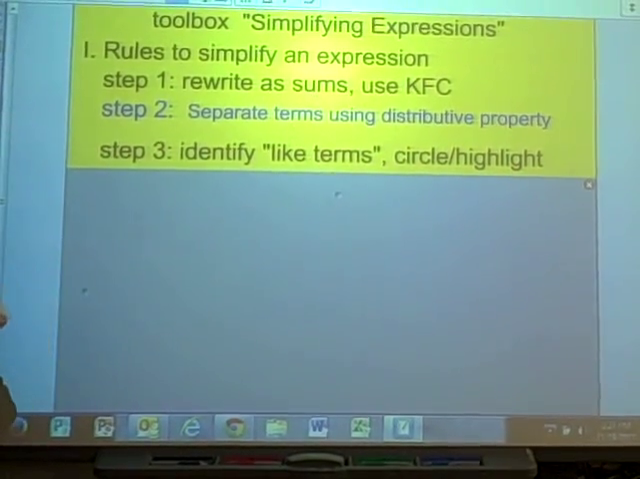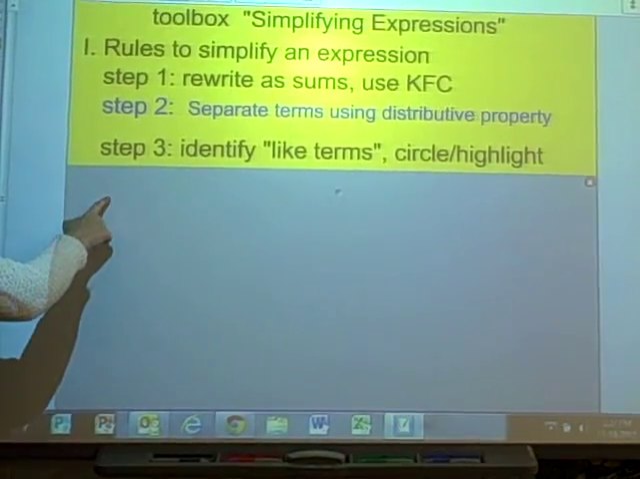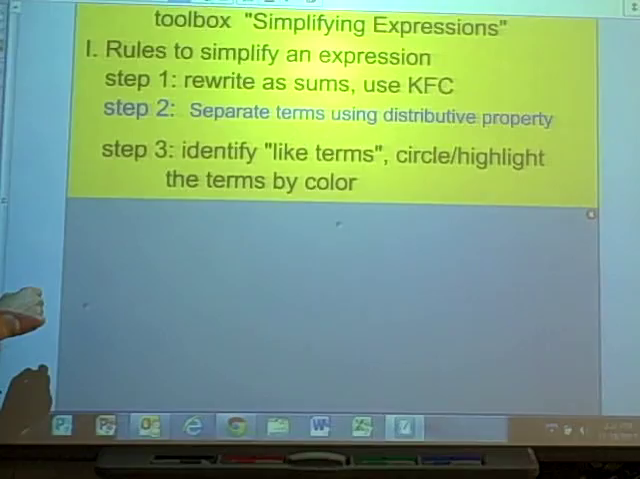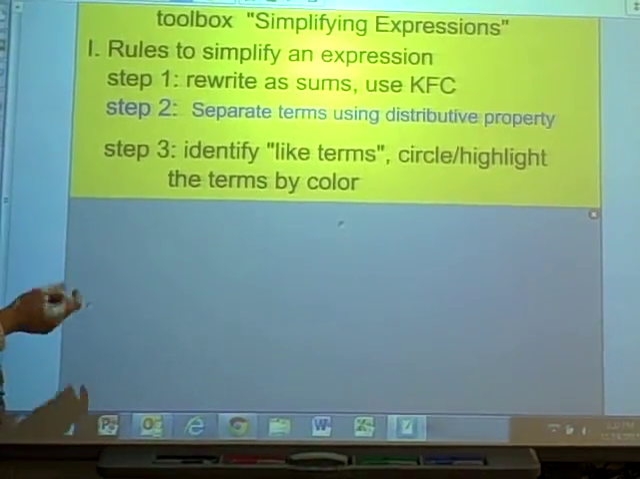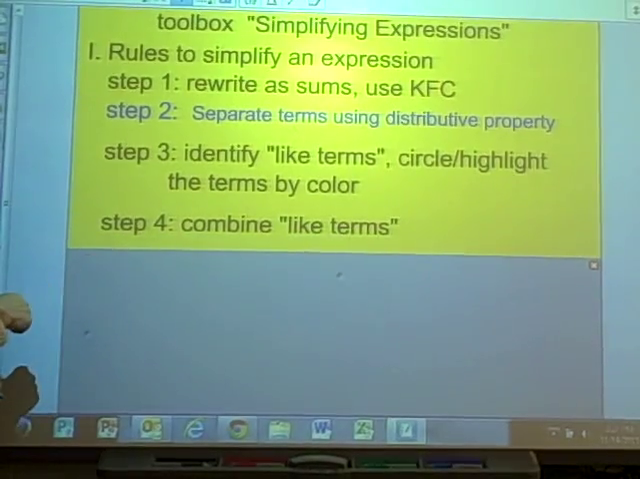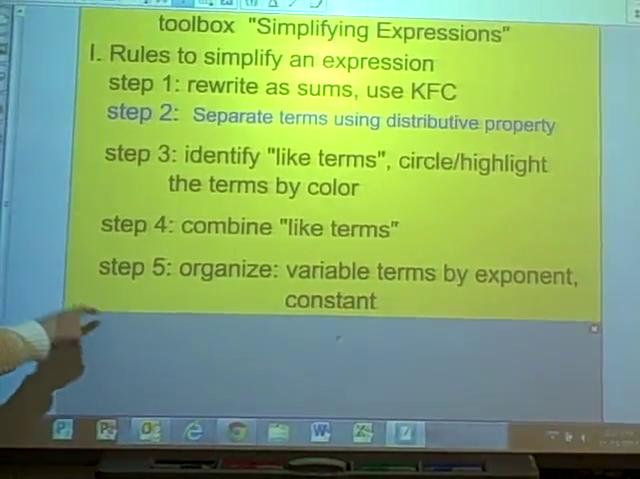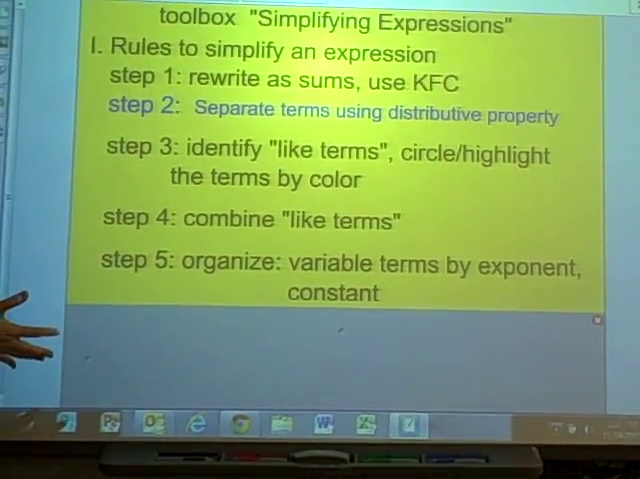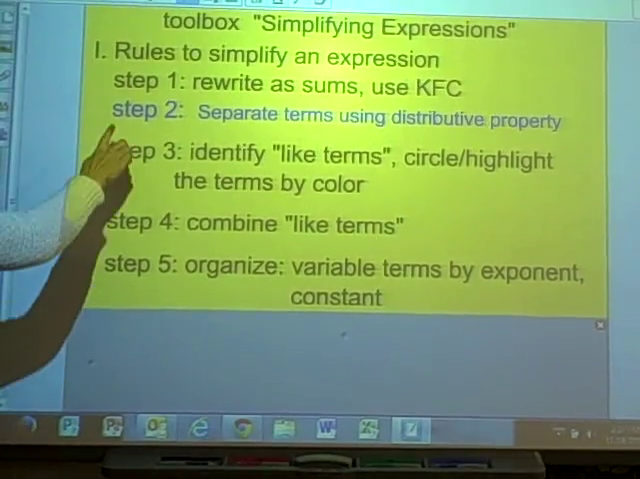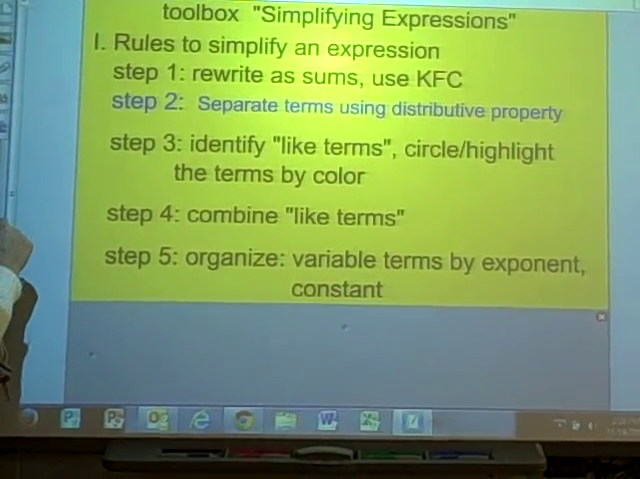Once we separate our terms using the distributive property, you're going to identify your like terms by circling and highlighting the terms by color. We put boxes around the terms, and then we get out our highlighters, and next we are going to combine the like terms. Step 5 then is to organize the terms by exponent, variable, and then your constant. So everything else stays the same except for step 2 today, where we're going to separate the terms using the distributive property.